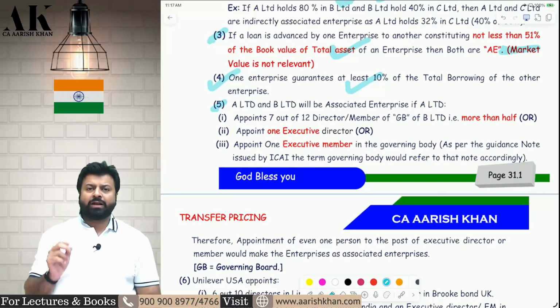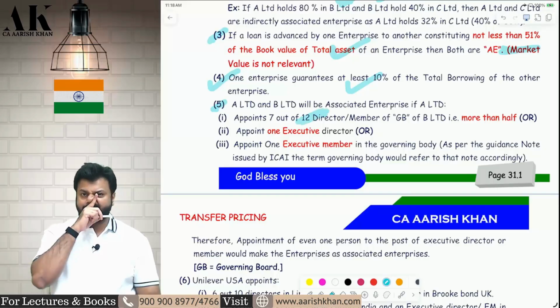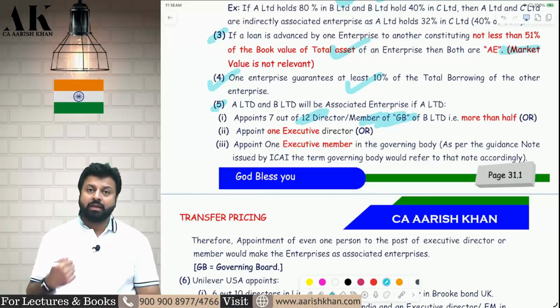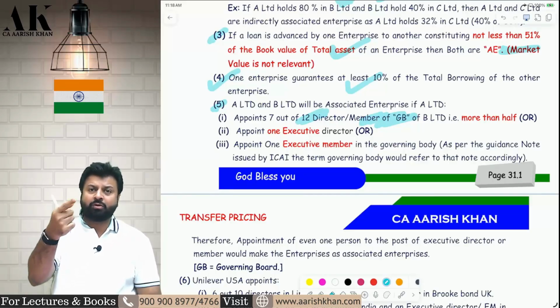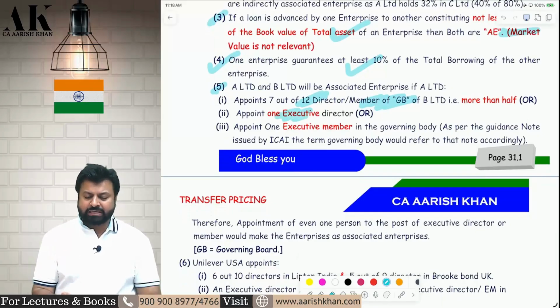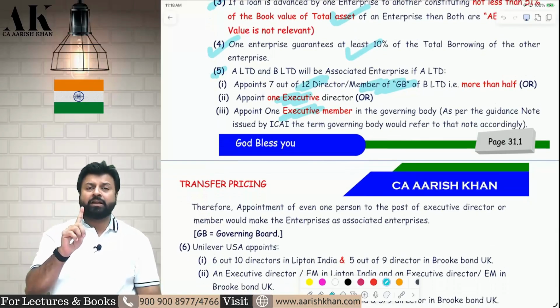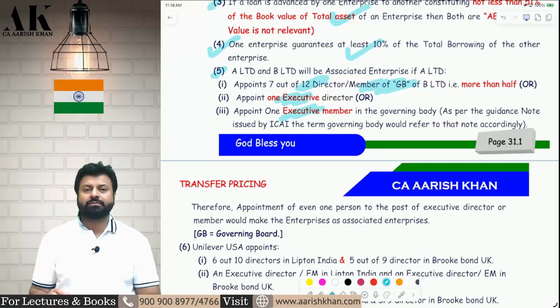Suppose I am one company, you are another company. If I appoint more than half of the directors of your company, or if I appoint more than half of the members of the governing board of your company, we both are associate enterprise. Second criteria, if I appoint just one executive director of your company, we both are associate enterprise. Third criteria, if I appoint just one executive member of the governing board, we both are associate enterprise. For normal director and for normal member, it should be more than half. For executive director and executive member, just one is sufficient.